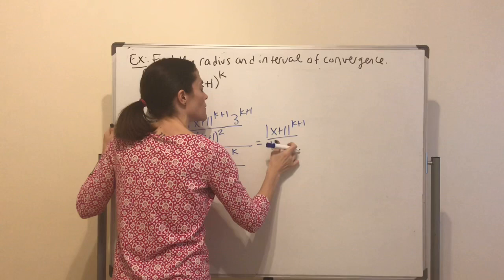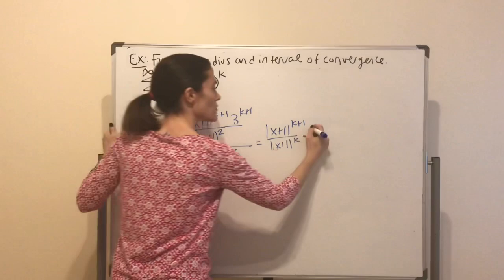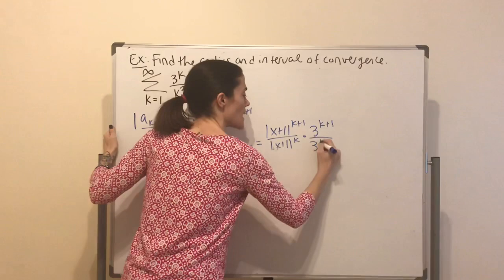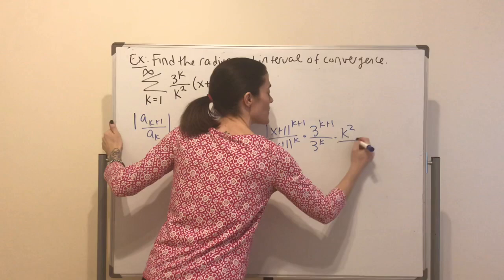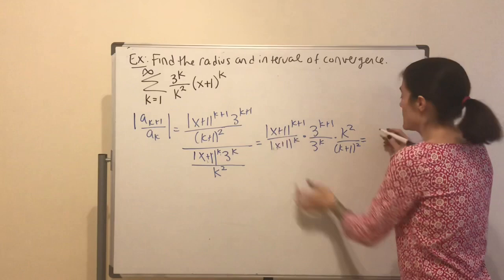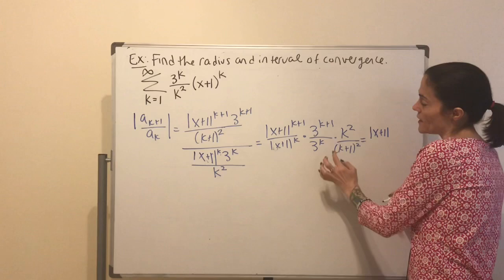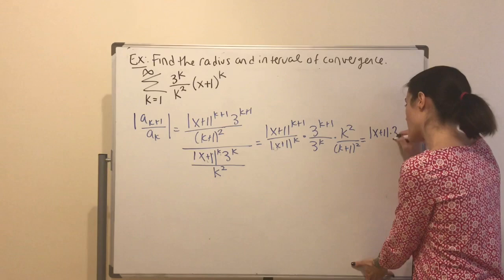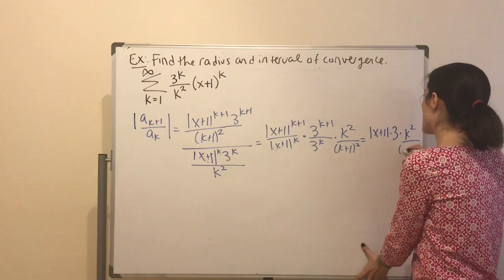And then in my numerator, I have a 3 to the k plus 1. In my denominator, I have a 3 to the k. And finally, in my numerator, I have a k squared, and in my denominator, I have a k plus 1 squared. This is very similar to the last one, where in my numerator I have an absolute value of x plus 1, times 3, times k squared over k plus 1 squared.